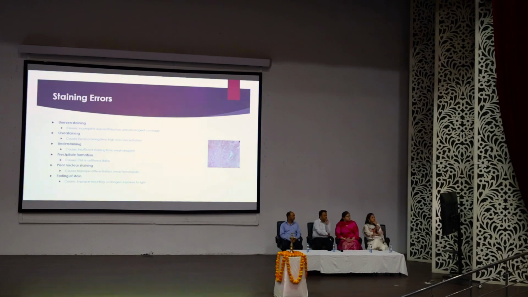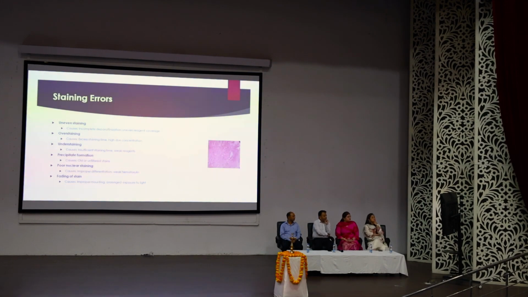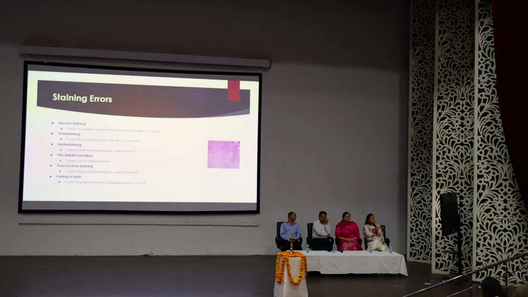One is poor nuclear staining. It is usually caused by improper differentiation or weak hematoxylin. Recently we faced this problem and it took, I think, 3 to 4 days to troubleshoot. Then precipitate formation. Usually precipitate should not form, but as the stain gets older and unfiltered, precipitate forms and causes patches of high concentration stain.